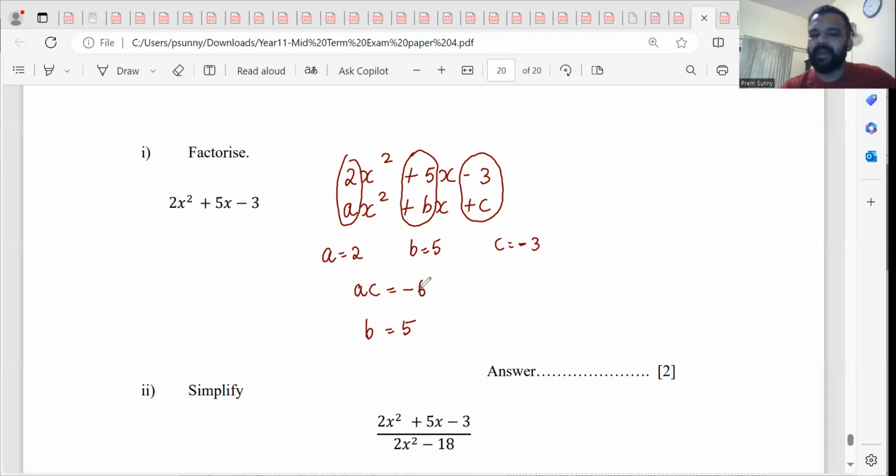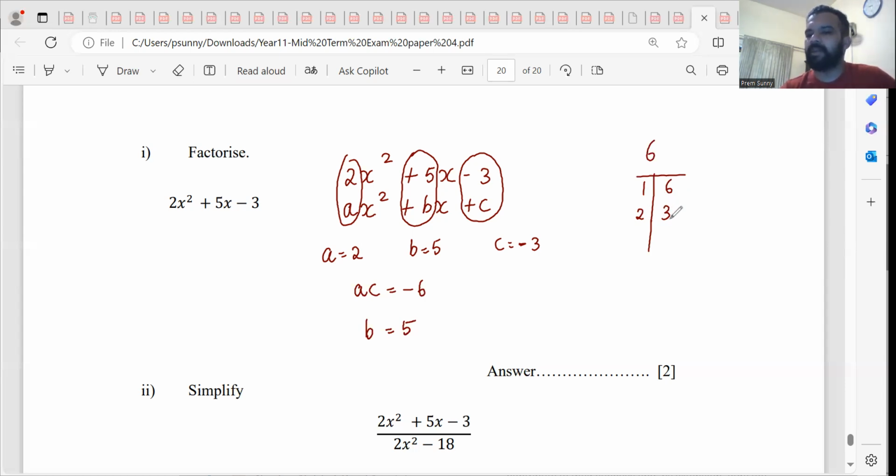After this, we have to take the value of ac. Ignore the sign, so here it is 6, and take the factors of ac. Factors of ac means in which multiplication tables we will get 6. So 1 times 6 is 6, 2 times 3 is 6, and we don't have anything else. In the 1 times table, we get 1 times 6. In the 2 times table, we get 2 times 3. So these are the only two pairs that we'll get.